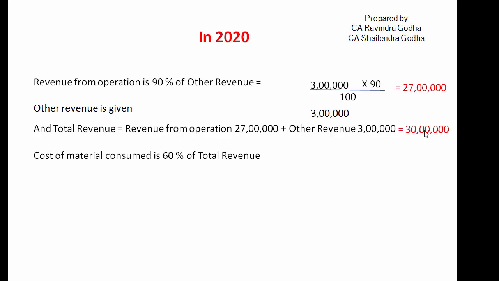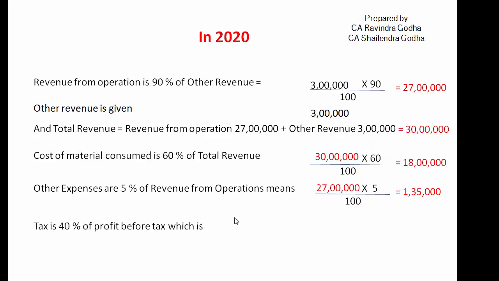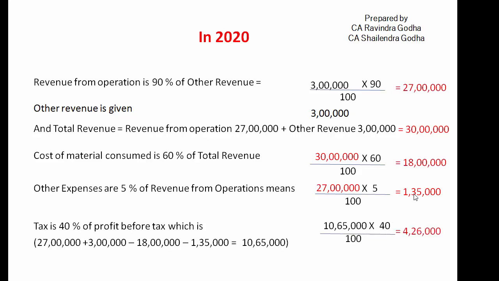Cost of material consumed is based on total revenue. 60% of total revenue, that is 18 lakh. Other expenses are 5% of revenue from operations, meaning 5% of 27 lakh, that is 1 lakh 35,000. Tax is 40% of profit before tax, and profit before tax is again calculated by deducting total expenses from total revenue. Total revenue is 27 lakh plus 3 lakh, that is 30 lakh, minus 18 lakh minus 1 lakh 35,000, that is 10 lakh 65,000, and 40% of it is 4 lakh 26,000.